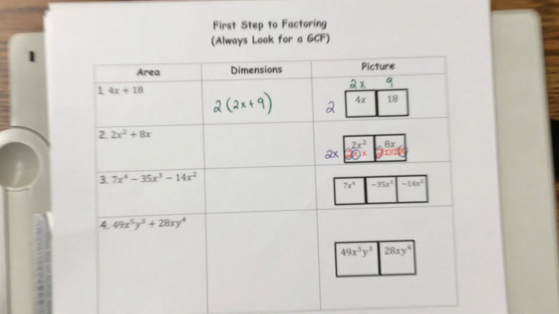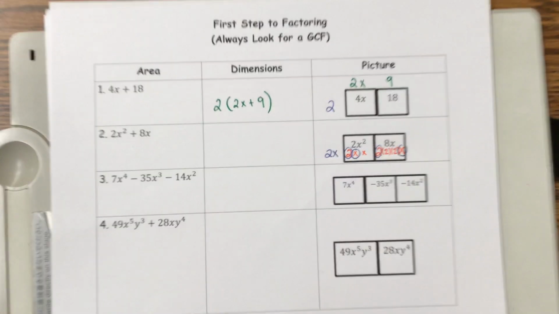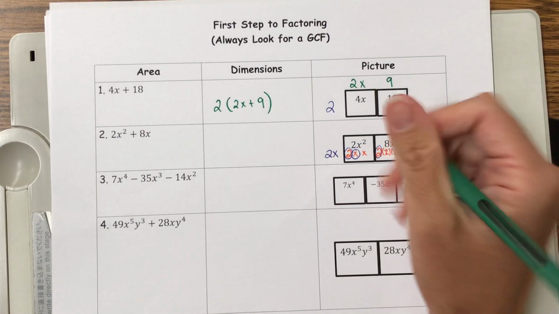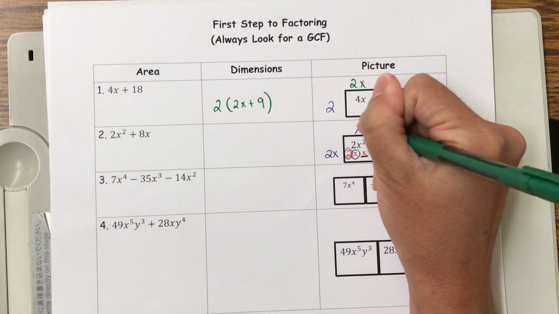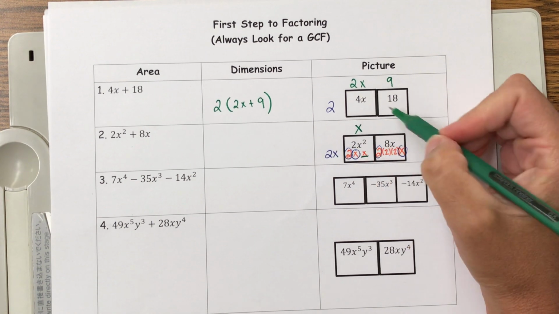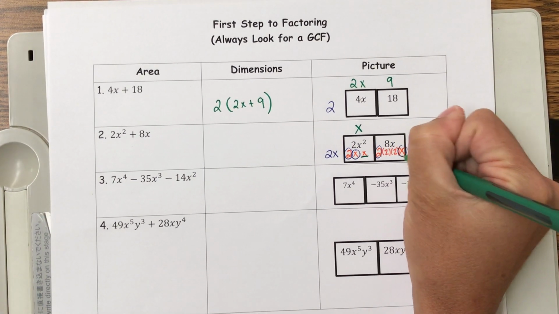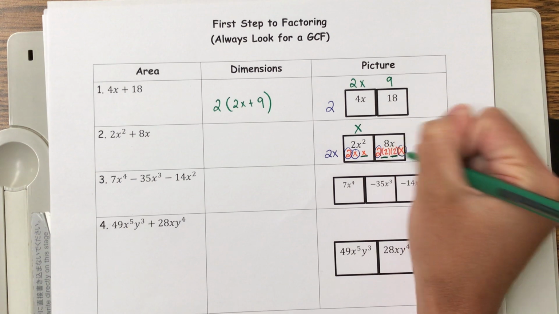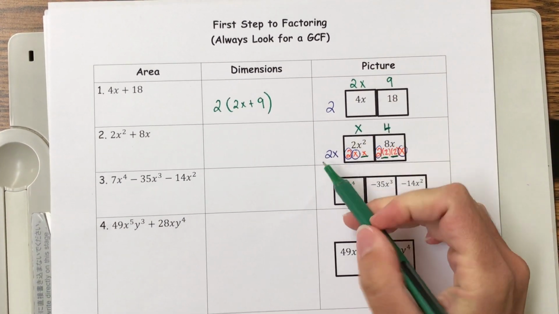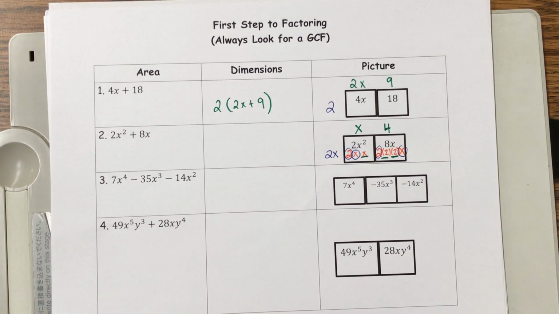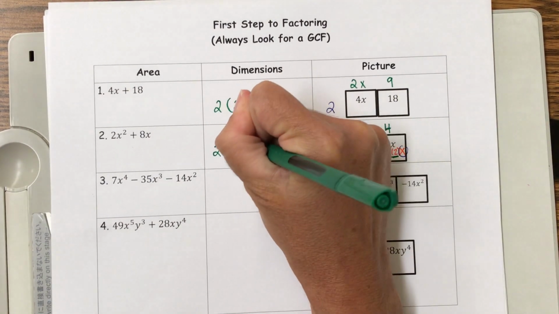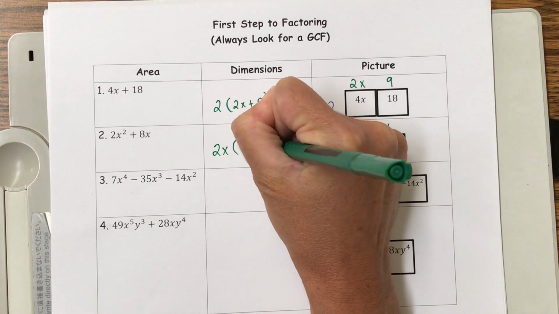And so now, 2x times what is 2x squared? Well, notice what I have remaining. What did I not circle? The x. 2x times x is 2x squared. 2x times what is 8x? Okay, so again, notice what I did not circle, the 2 and the 2. So 2 times 2 is 4. So 2x times 4 is 8x. So what are my dimensions? 2x by x plus 4.